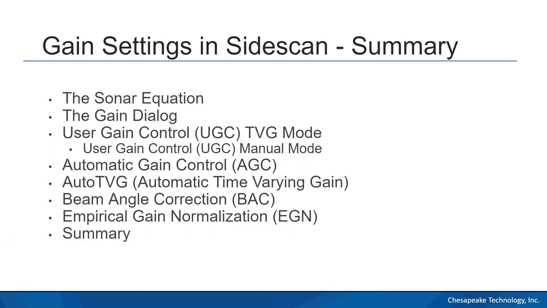What is the gain that gives the best contrast to make a classification of the seabed? EGN would be that. Why does beam angle correction need to work in blocks? Can it be implemented fluently like in AGC? I guess EGN is sort of an advanced version of beam angle correction. It's doing a very similar job, but it's an interesting idea. Why do we have to do it in blocks? I think that answer is more historical. That's just the way it's always been done.